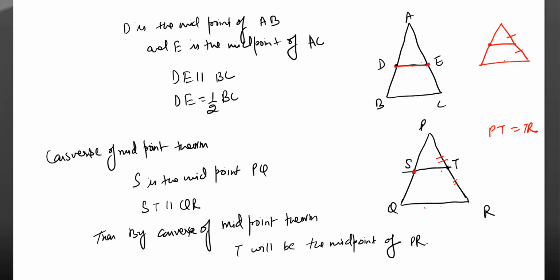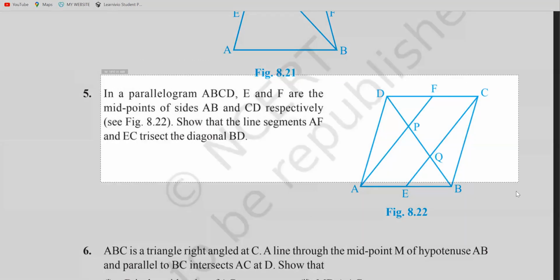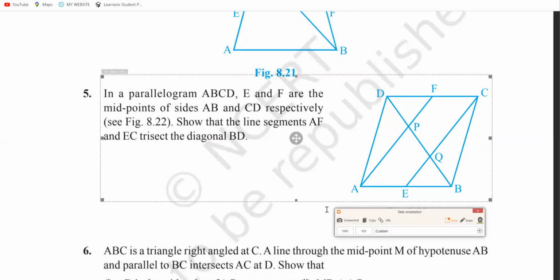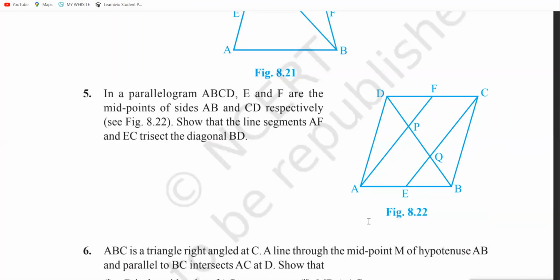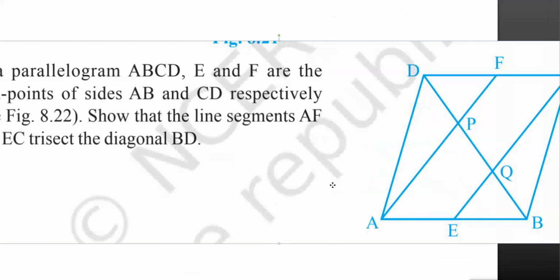Okay, now moving further. You're done now, so let's move further to the question. What was given in the question? That in a parallelogram ABCD, E and F are the midpoints of sides AB and CD respectively. It is being given to you.